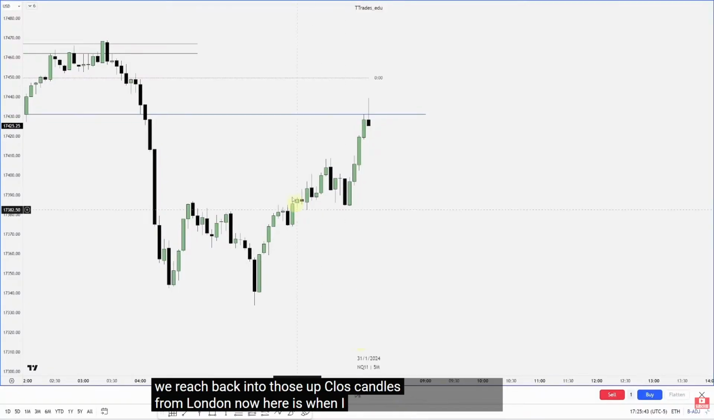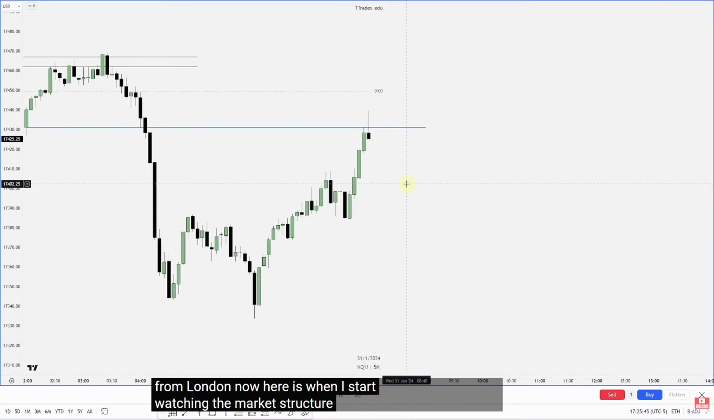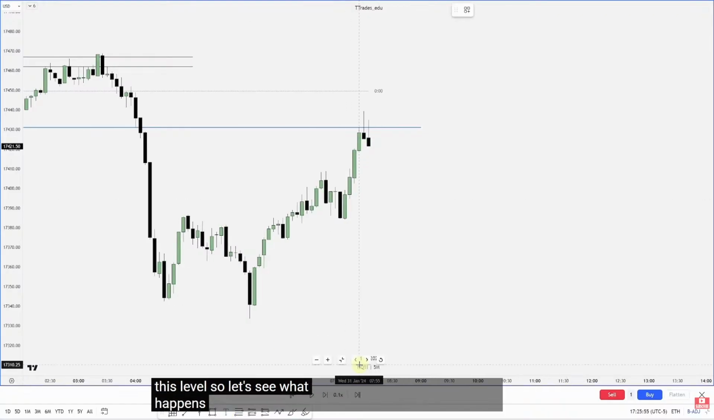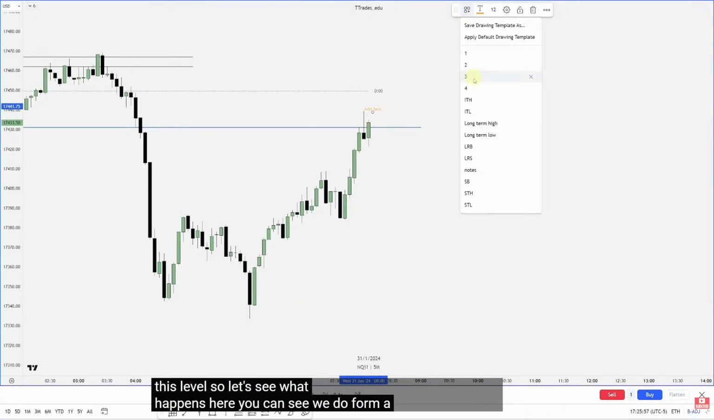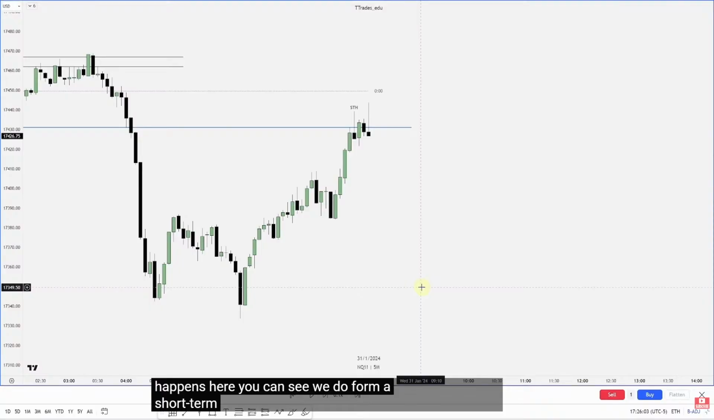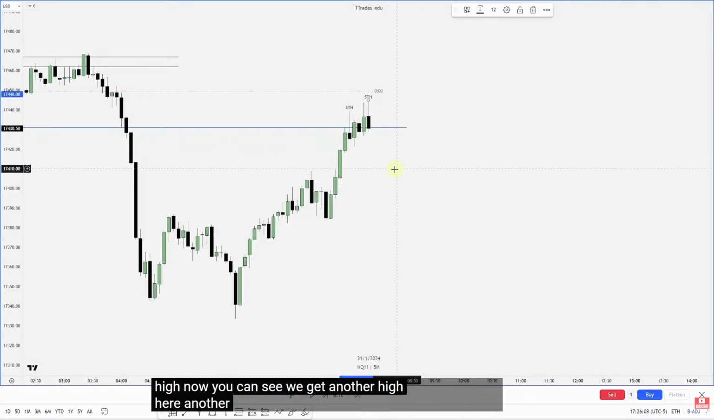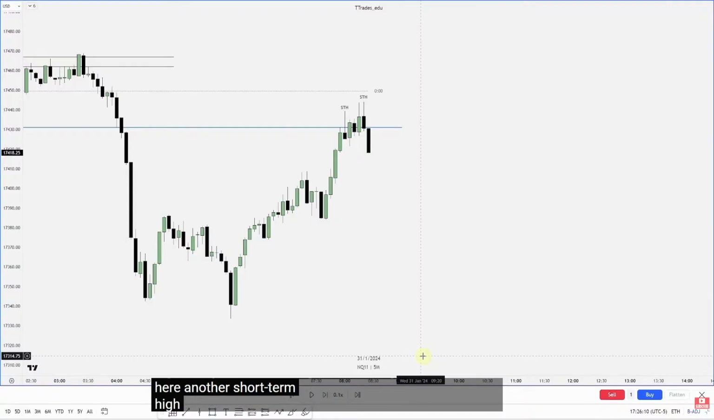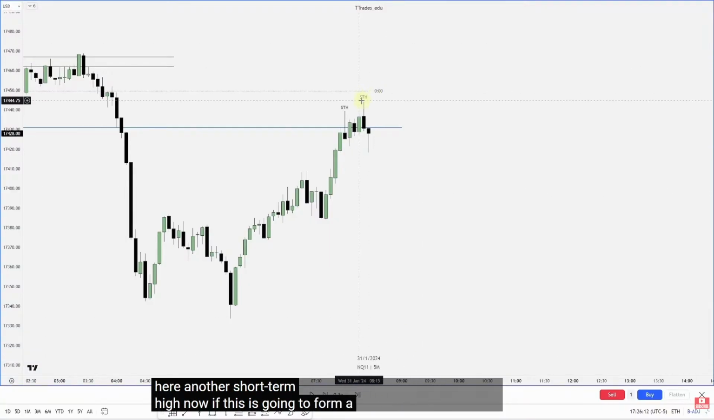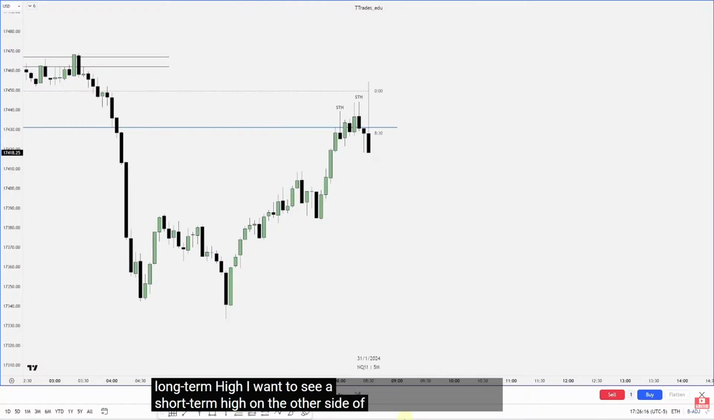Now, here is when I start watching the market structure. So I want to look for short-term highs and eventually a long-term high to form at this level. So let's see what happens. Here you can see we do form a short-term high. Now you can see we get another high here, another short-term high. Now, if this is going to form a long-term high, I want to see a short-term high on the other side of it. We do not get that.